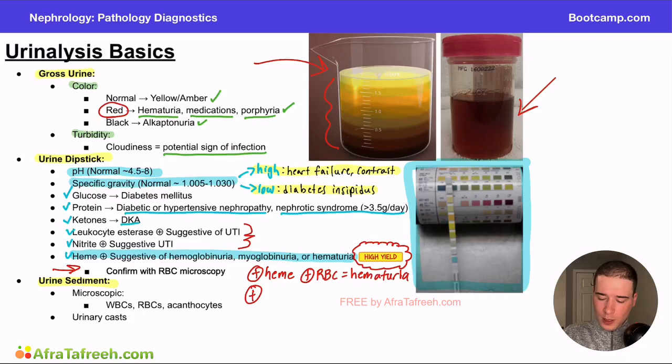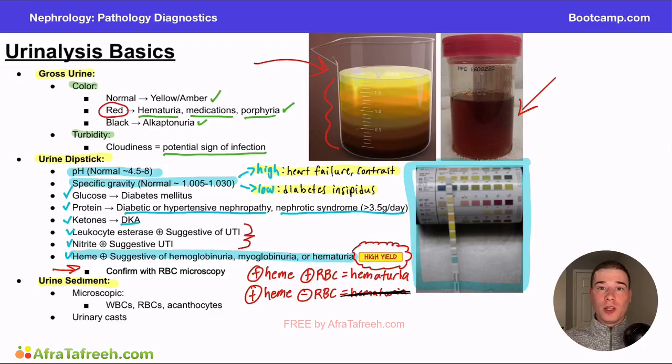But a patient who has positive heme but has a microscopy that is negative for red blood cells means that they do not have hematuria. There's no red blood cells in the urine. So the other two things that it could be would be the myoglobinuria or the hemoglobinuria. But the point here in the tricky portion of these questions is that you can't tell for certain that the patient has red blood cells in their urine just by getting a positive heme.